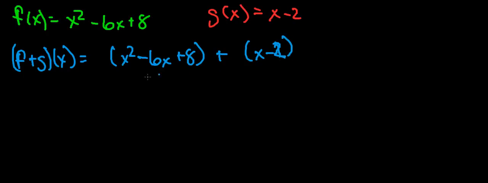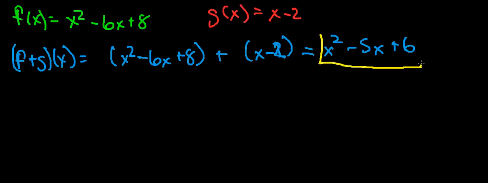And now all we have to do is just add all these terms together. So we have an x squared, we have minus 6x, and we have plus x over here. So we get minus 5x, we have an 8, and we have a minus 2, which gives us plus 6. And this is our final answer for f plus g of x.